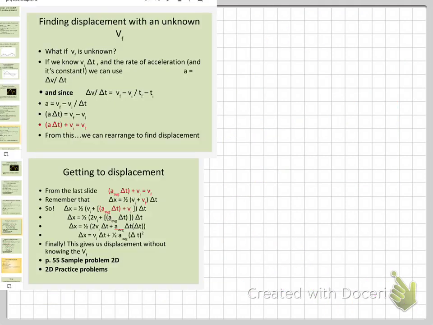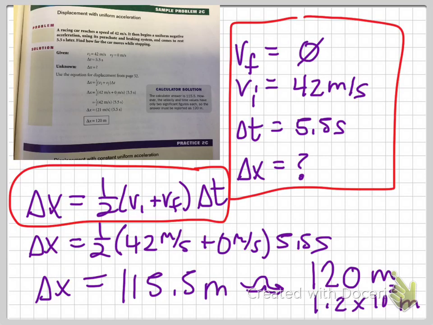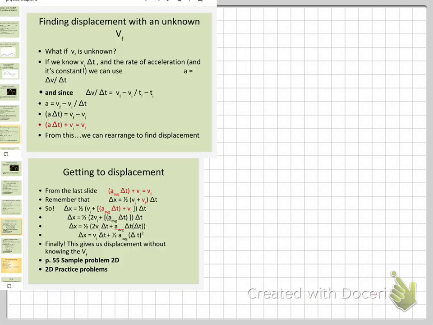So what if we want to know displacement? In the last one we had a final velocity. What if we don't have a final velocity? What if we don't have a way to get a final velocity? So if we know the initial velocity and the time and the rate of acceleration, we can get to displacement without ever knowing how fast the thing was going at the end.